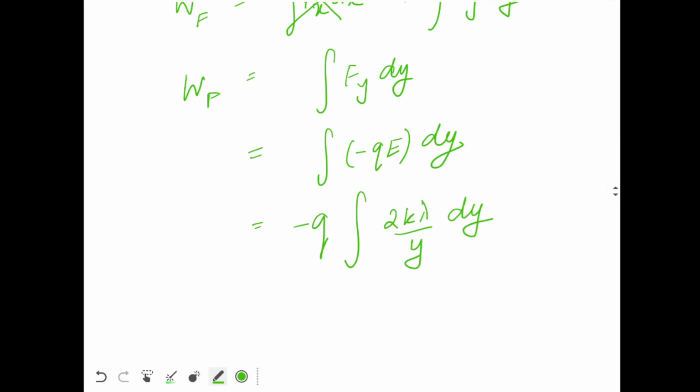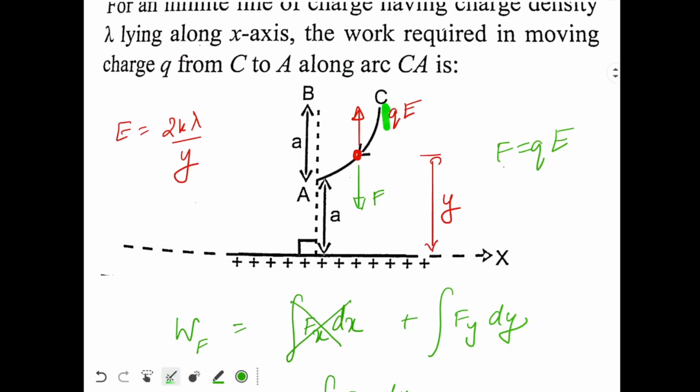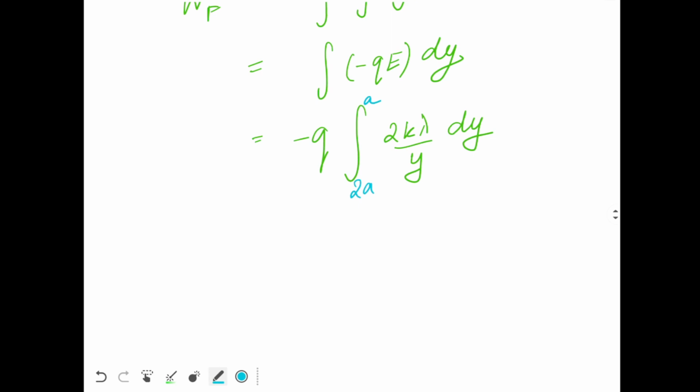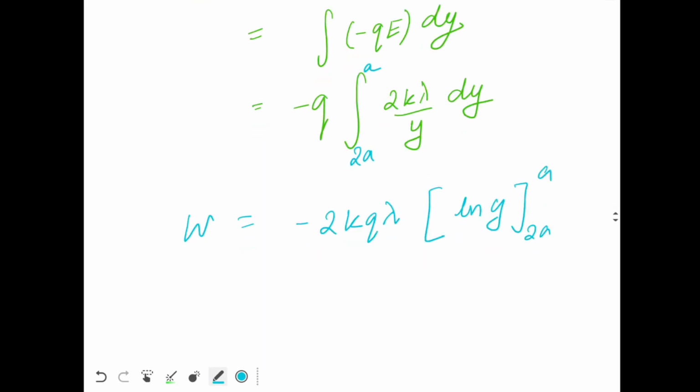What are the limits of integration? I started my y from 2a and ended at a. So my limits of integration will be from 2a to a. So work done will be equal to minus 2kq lambda times the integration of dy by y, which will give you natural logarithm of y from 2a to a. So this is minus 2kq lambda times ln a by 2a.